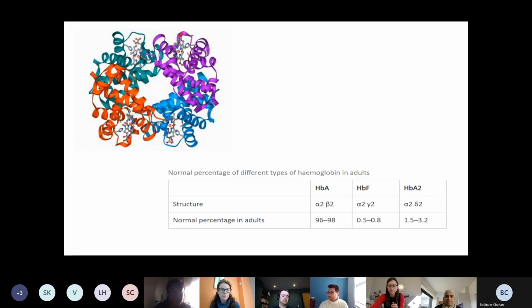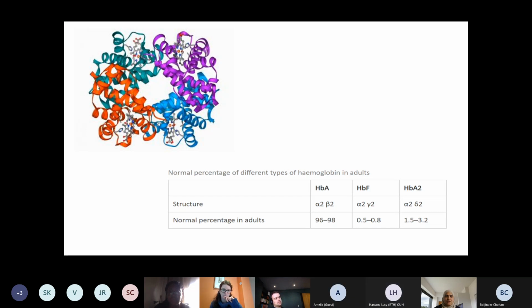Lovely. Next is... Can I just ask, what's the difference between an obligate carrier and an obligate heterozygote? Heterozygous is just the phenotype and genotype, isn't it? Okay, so it's the same thing.